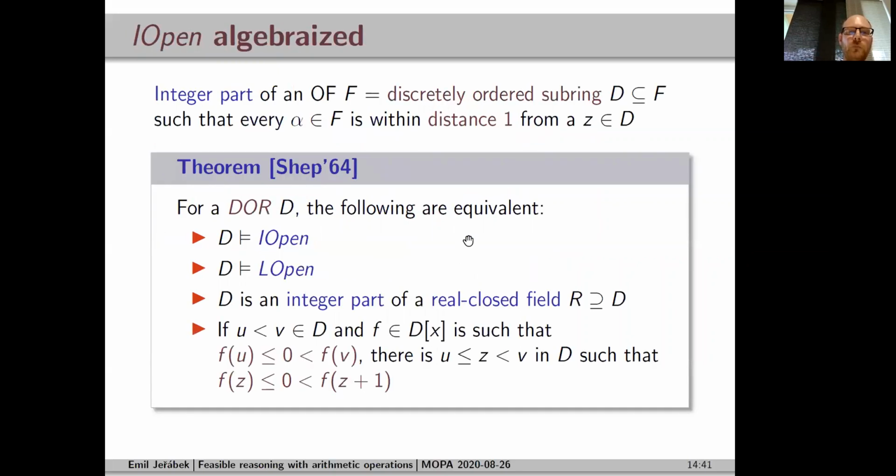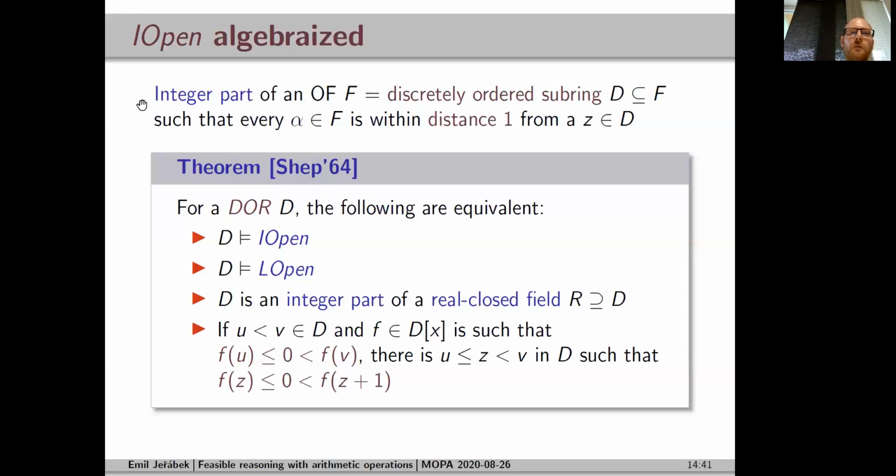Now, the criterion due again to Shepardson states that a discretely ordered ring is a model of open induction if and only if it is a model of the least element principle for open formulas. And that's if and only if it is an integer part of a real closed field.